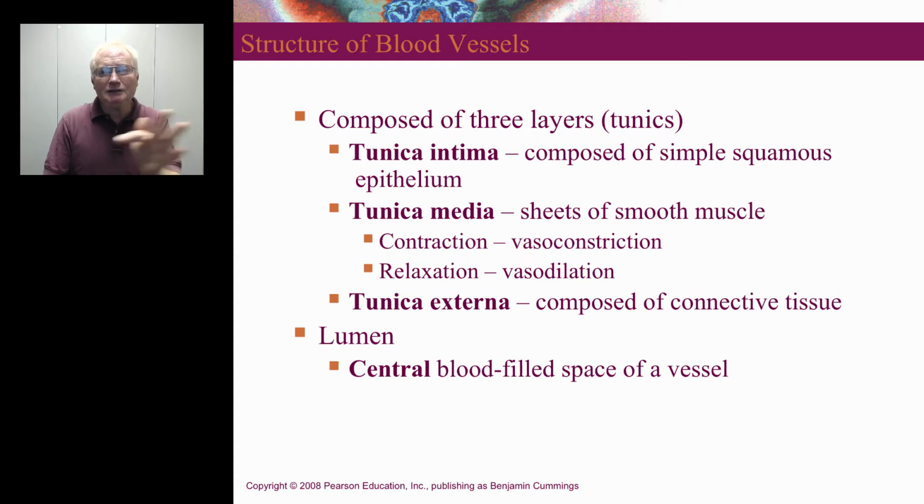That will decrease the resistance to blood flow through those vessels and will increase the volume of blood flowing through those vessels. The outermost layer is called the tunica externa, and it's composed of connective tissue that may have different names depending on where in the body it is. The inside of the blood vessel is called the lumen, and it is filled in general with blood.